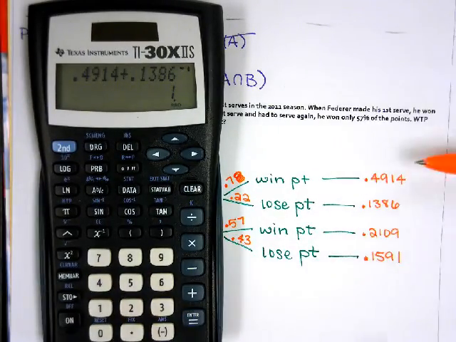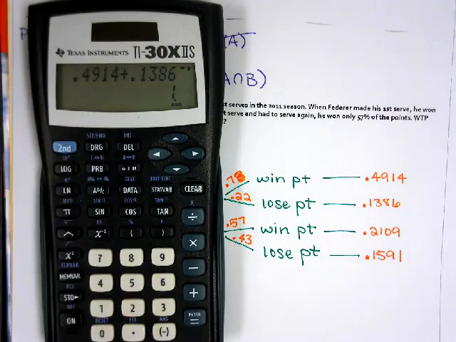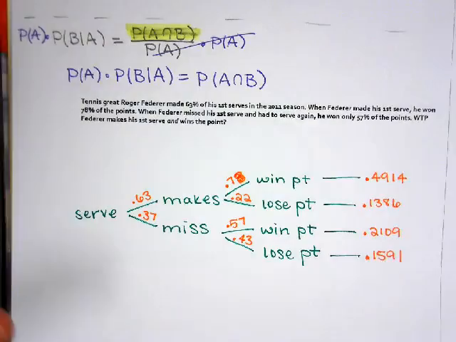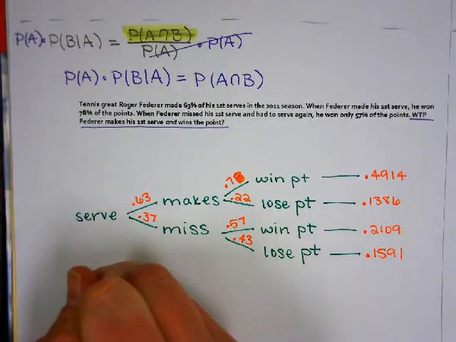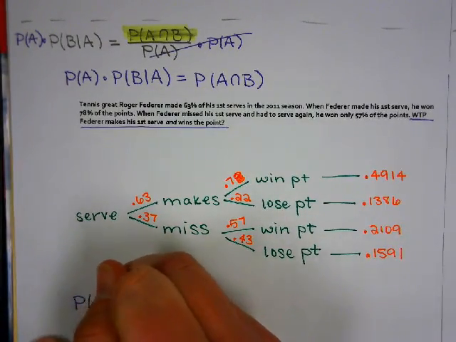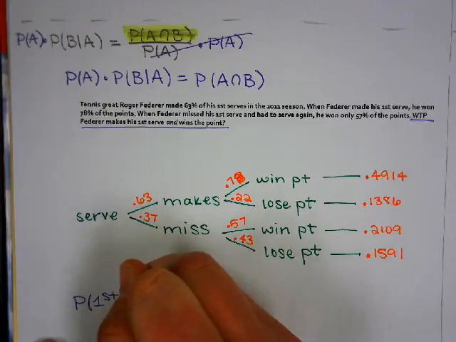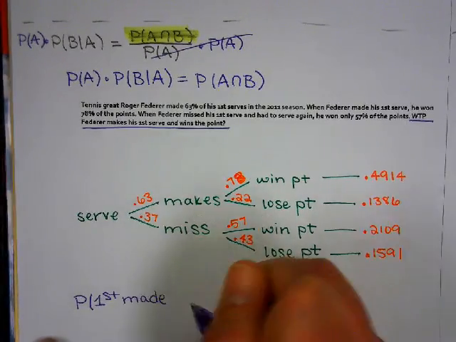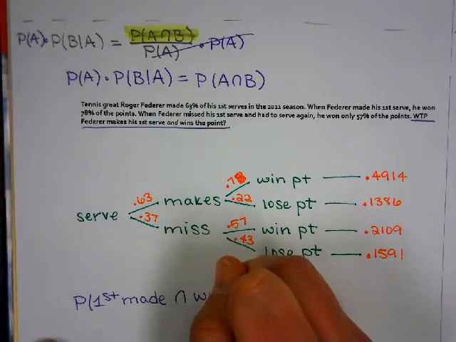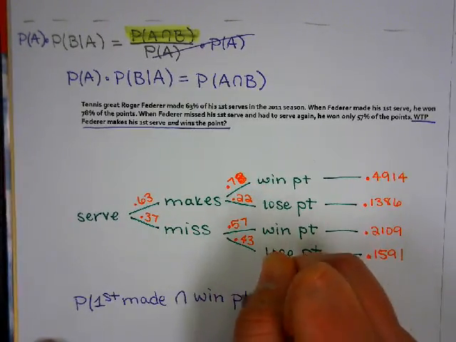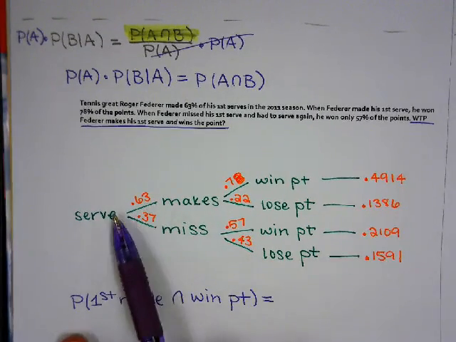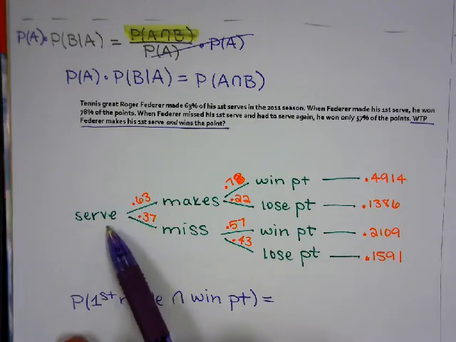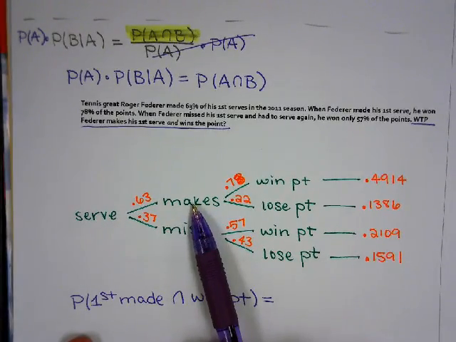The question asks us, what's the probability that he makes his first serve and wins the point? So probability serve is made and wins the point. Looking at the tree diagram, he made the serve and wins the point, so we would have our answer right there.